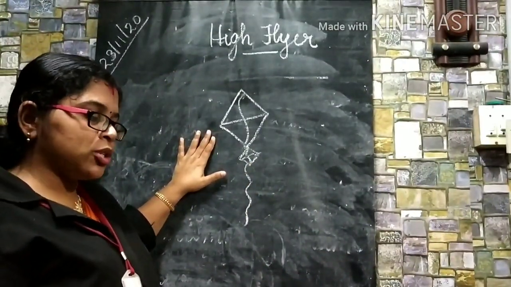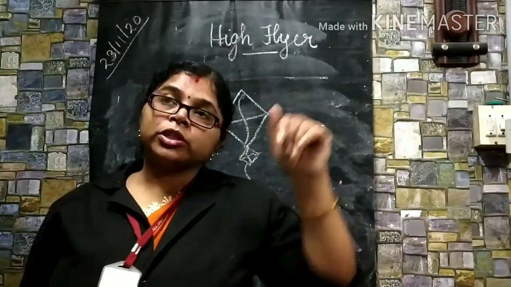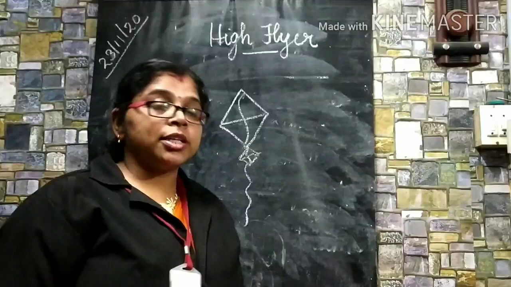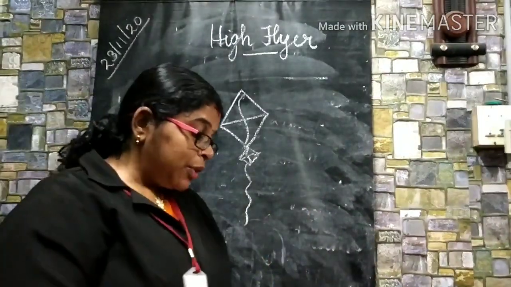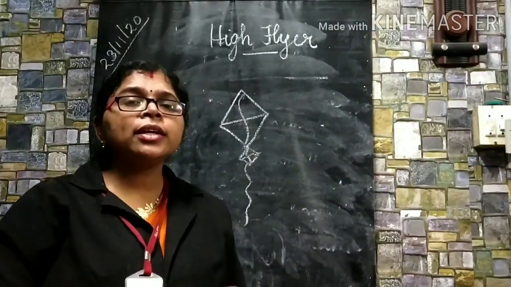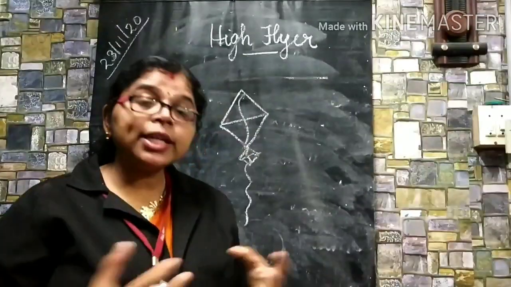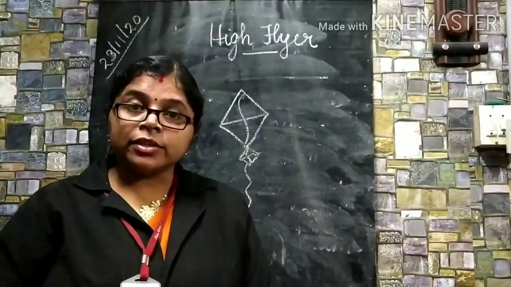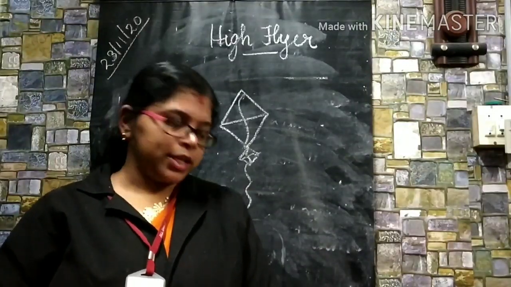So the poet is talking about a kite that can fly above the tallest trees. It is not a plane nor a bird. It doesn't have wings and it doesn't like the rain. Why? Because it will get wet and we cannot fly it.